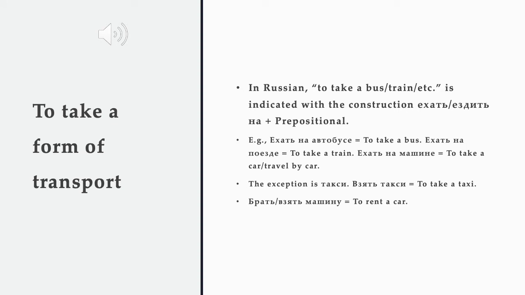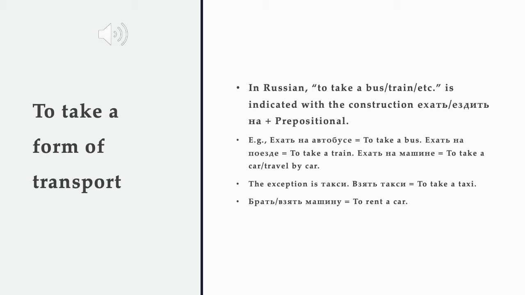Let's start off with how to say that you want to take a form of transport, like to take a bus, to take a train, and so on and so forth. In general, in Russian, we indicate that with the construction ехать or ездить. Remember, these are the vehicular verbs of motion, plus на plus the prepositional. For example, ехать на автобусе is to take a bus. Ехать на поезде is to take a train.